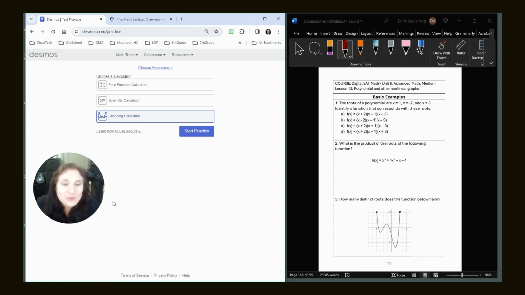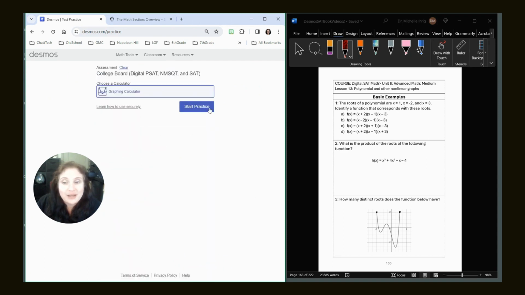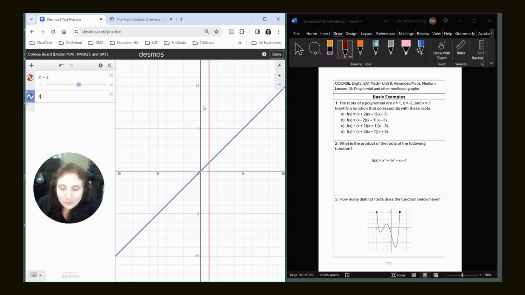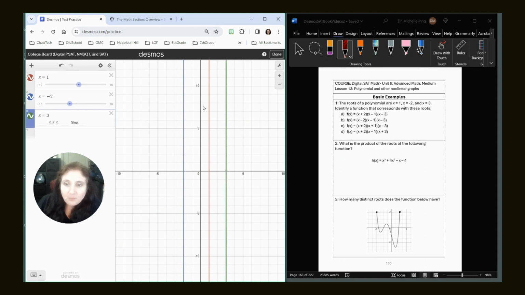All right, let's look at number 1. The roots of a polynomial are x equals 1, x equals -2, and x equals 3. Identify a function that corresponds with these roots. I have the Desmos calculator open, and I'm choosing Assessment College Board. Now, you might just know to switch the signs. I'm going to pretend you didn't know that so I can show you my techniques. So we are just going to write x equals 1, x equals -2, and x equals 3. Those 3 lines represent where we want our graph to cross.